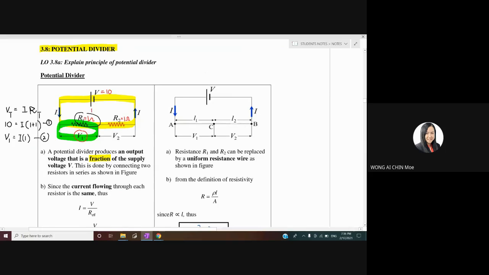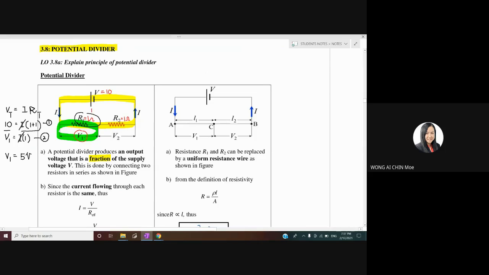Then you do the ratio. I and I we can cancel, because they are connected in series. The current flowing through R1 and R2 is the same current. So finally we have the equation where we can find V1. V1 equals 10 over 2, so it equals 5 volt. This is how you do it.